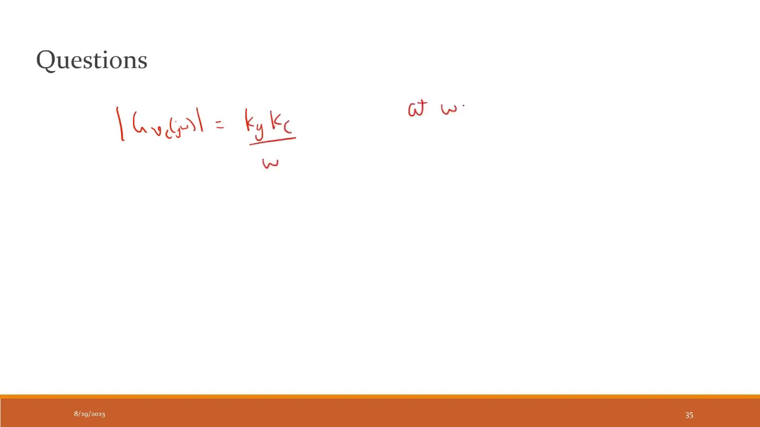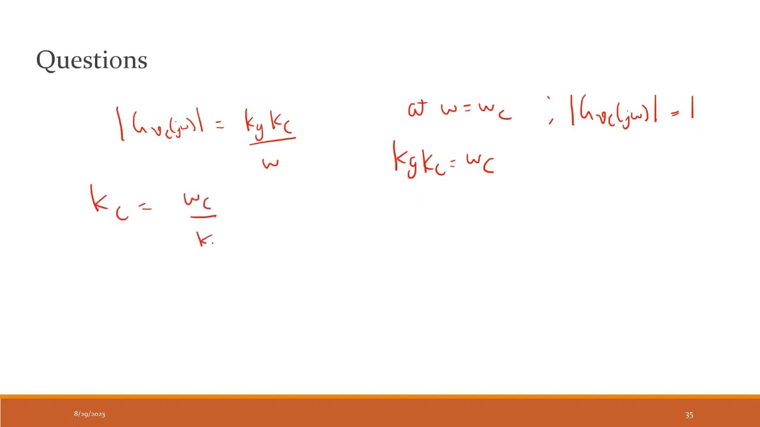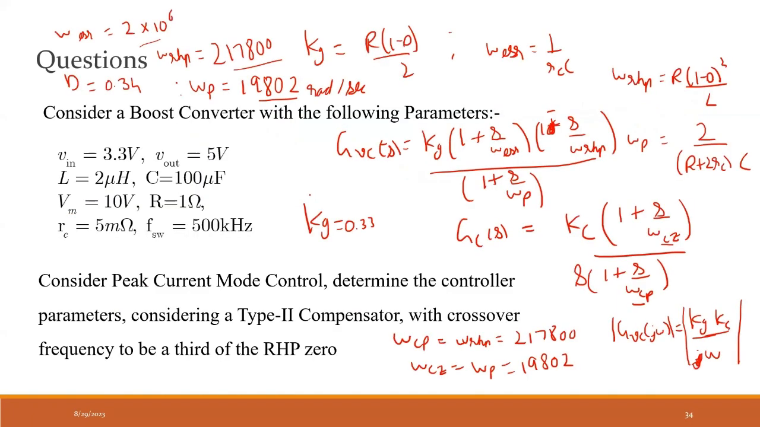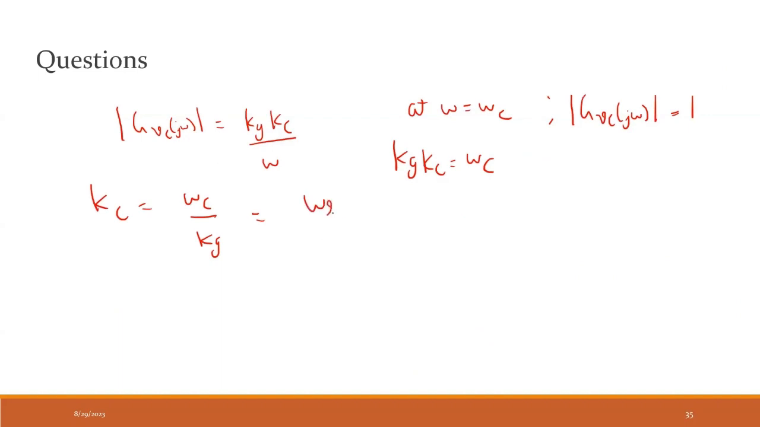At omega equal to omega c, we have magnitude GBC j omega equal to 1. That means Kg into Kc equals omega crossover frequency. So my Kc is equal to omega crossover frequency upon Kg. What is my crossover frequency? It is given to be 1/3 of the RHP zero. So that will be omega RHP upon 3 into Kg. So my omega RHP is 217,800 divided by 3 into Kg.